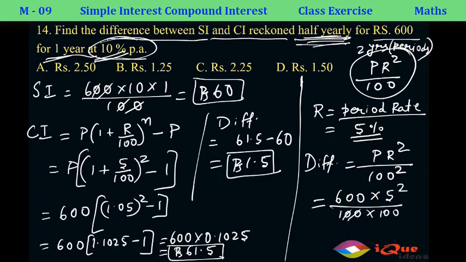Alright. So 0, 0, 0, 0 is cancelled. 5 square is 25. So it is 6 into 25 by 100. Alright, 6 into 25 is 150 upon 100, that is 1.5 rupees. So this was another way of doing this question.